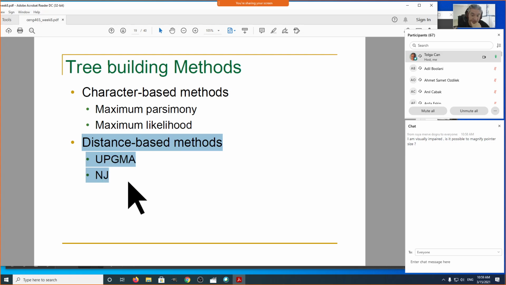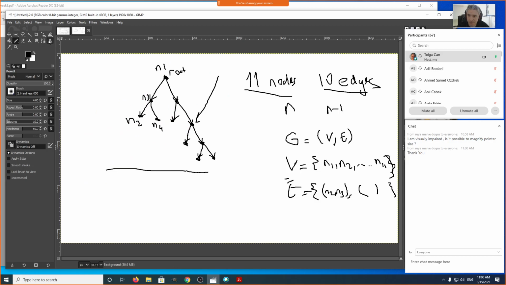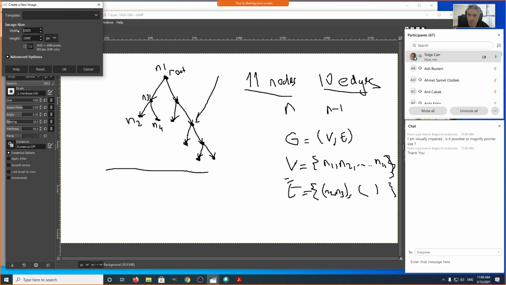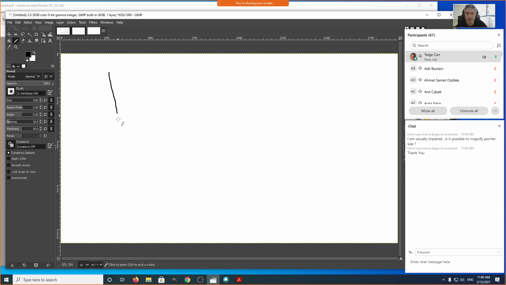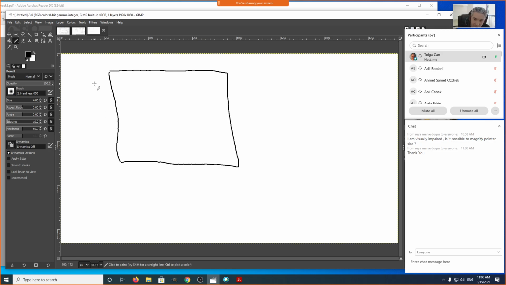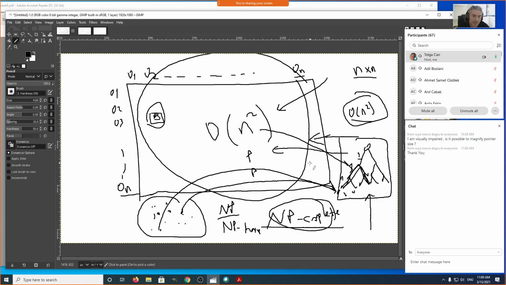Okay, so we're going to talk about distance-based methods and neighbor joining and UPGMA, and I'm going to first describe the problem and then talk about the algorithm to solve this problem. So let's start with the problem definition. As input, we are given a matrix. It's called a distance-based method because this matrix shows, as I mentioned earlier, the pairwise distances between objects.